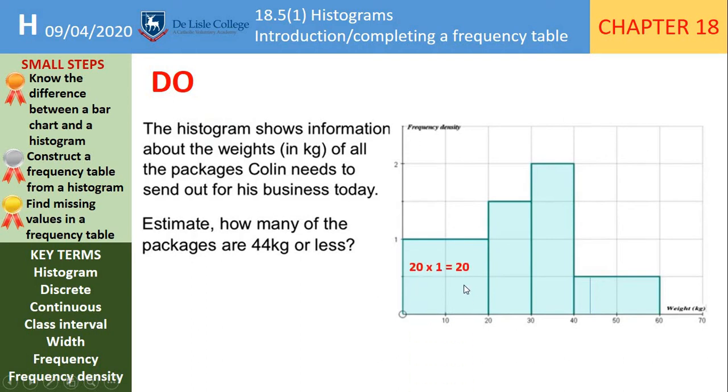So 20 for the first bar, 15 for the second, 20 for the third, and for this fraction of the bar here we would do 4 multiplied by 0.5 to give 2, and then adding these together gives us 57.